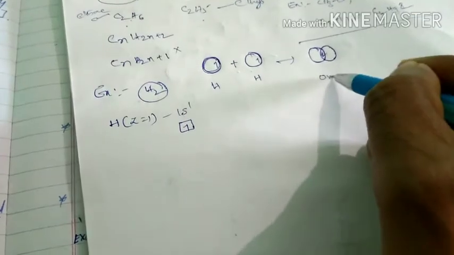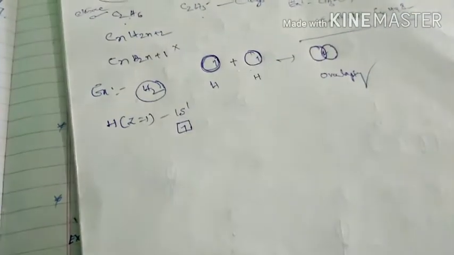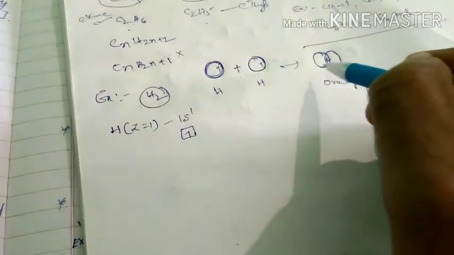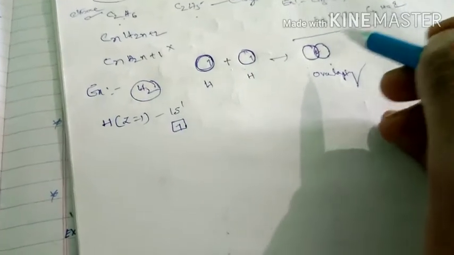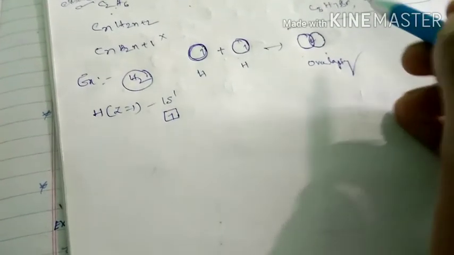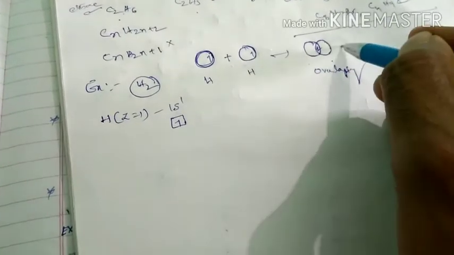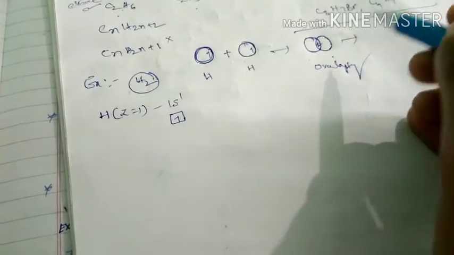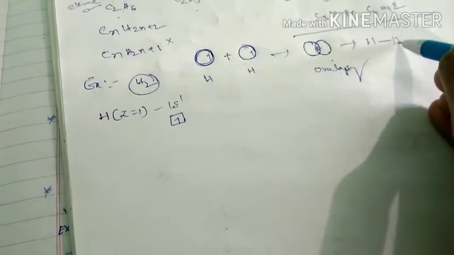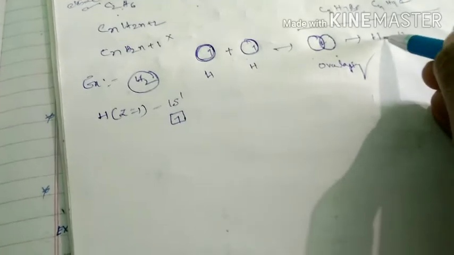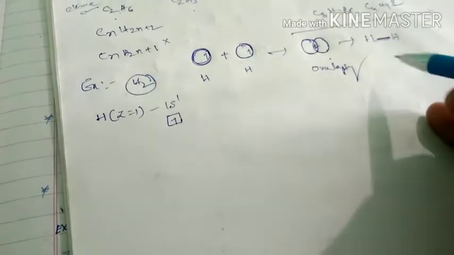This is called overlapping. Because of overlapping of two orbitals, any two orbitals, either s and s, or p and p, or s and p, one bond will be formed. Here that bond is called covalent bond. That means this is the representation for covalent bond. This hyphen represents covalent bond.